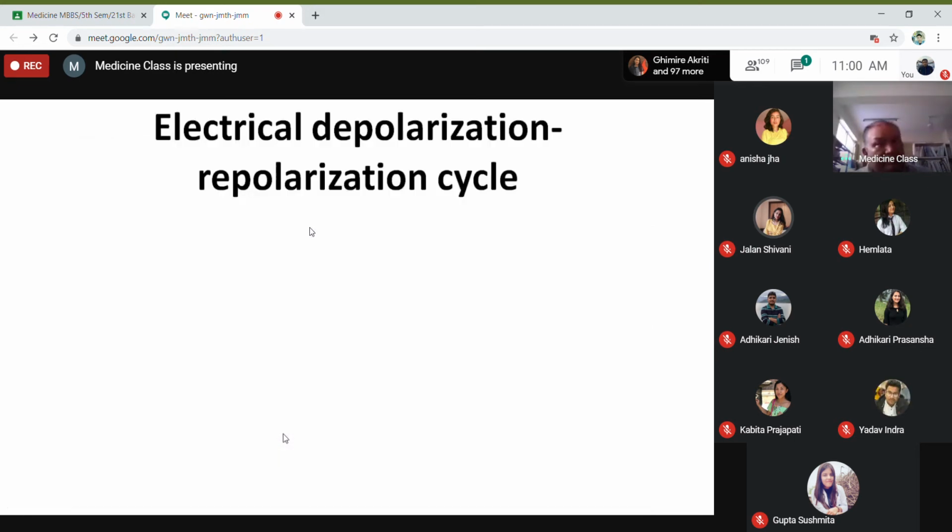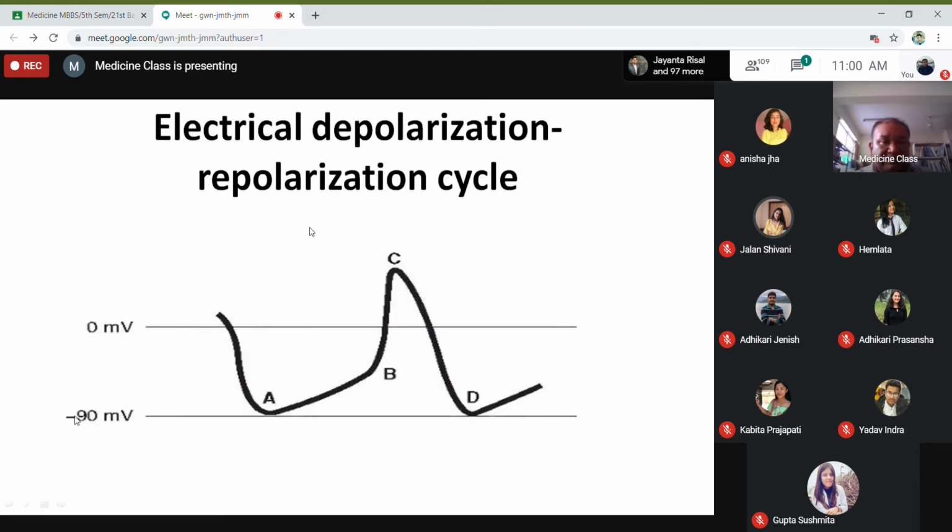Before going through ECG proper, I would just like to recapitulate what depolarization and repolarization are. I think you know this well, that in physiology you have been taught what depolarization and repolarization are. If you look at this tracing, when there is an impulse, there will be a change in the membrane potential from negative towards positive, and this is called depolarization.